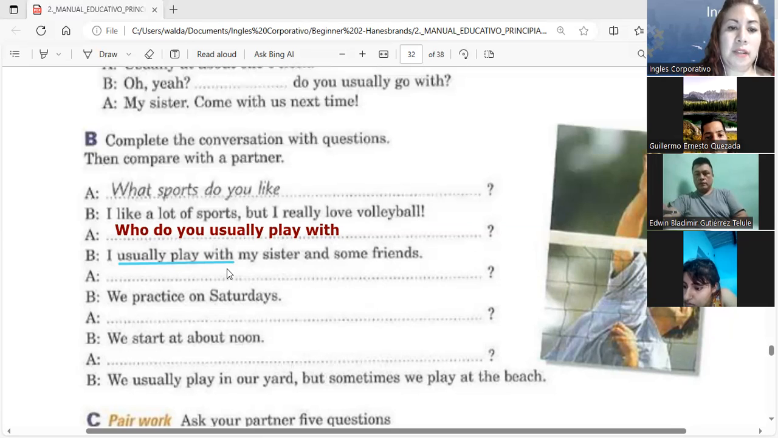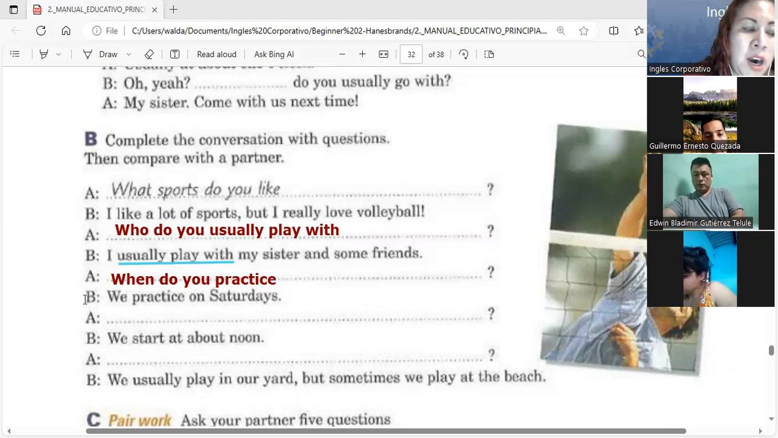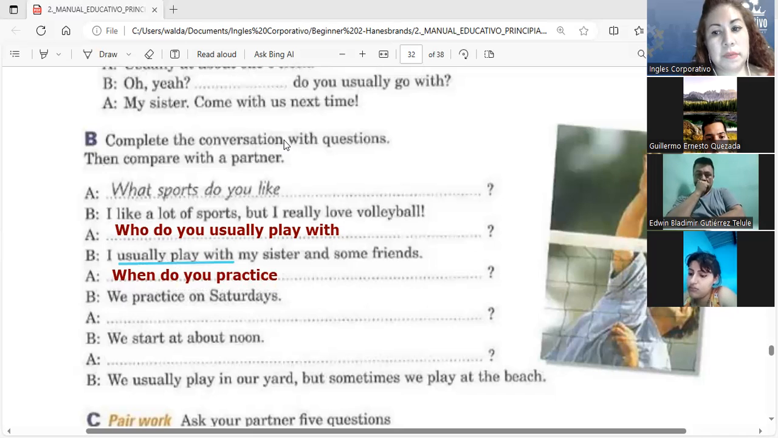We practice on Saturdays. What's the question? When do you practice? When do you practice? Okay. Got it? Yes? Yes. Okay. Good.